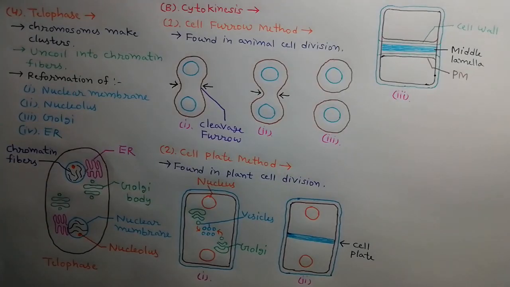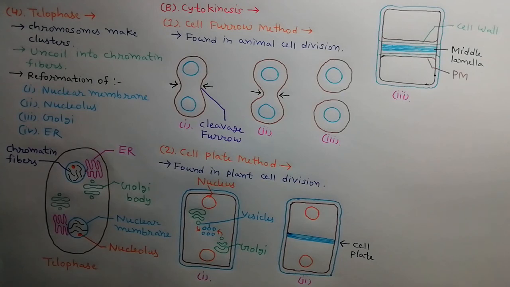Cell plate method is found in plant cell division. Plant cells have a cell wall around the plasma membrane. As shown in the diagram, the Golgi body develops vesicles which start accumulating at the equator. They show outward growth and make a lateral wall. Now these vesicles fuse with each other to make the cell plate. It separates the two daughter cells. Later, this cell plate is transformed into the middle lamella.